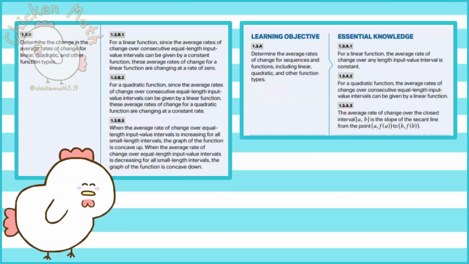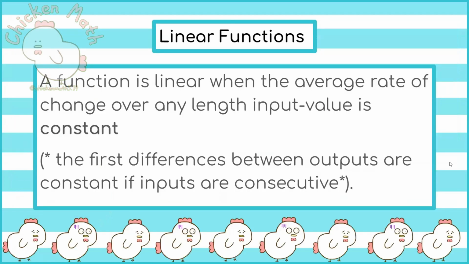Here we have the learning objectives. Basically, what we're going to be doing is finding out if a function is quadratic or linear based on a given table, and what that tells us about the concavity of the function. So first, we'll be talking about linear functions.